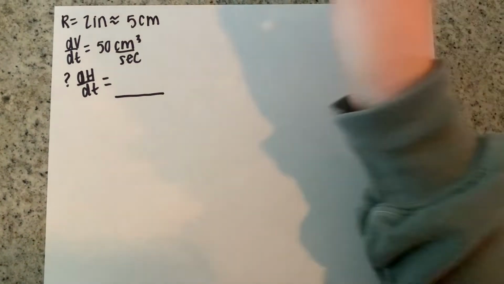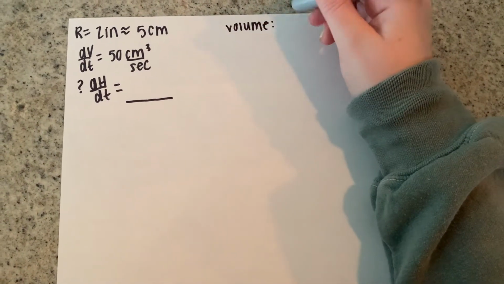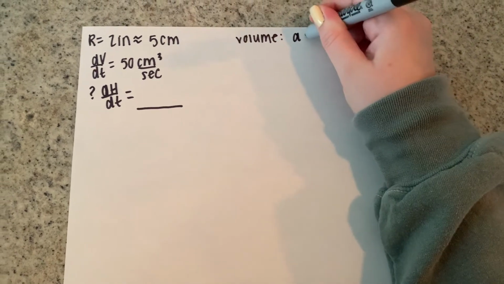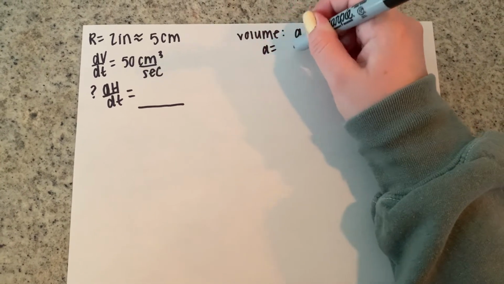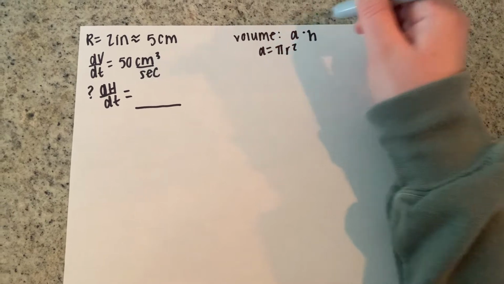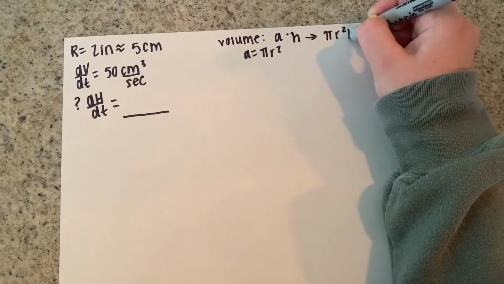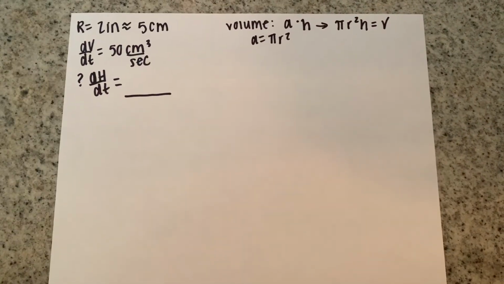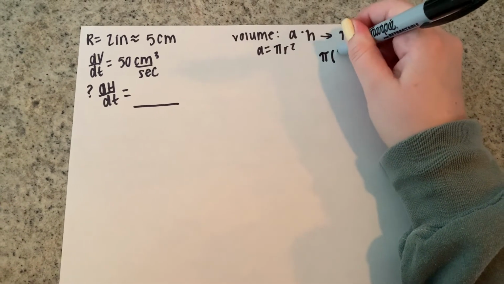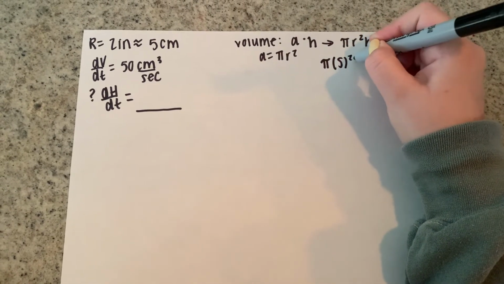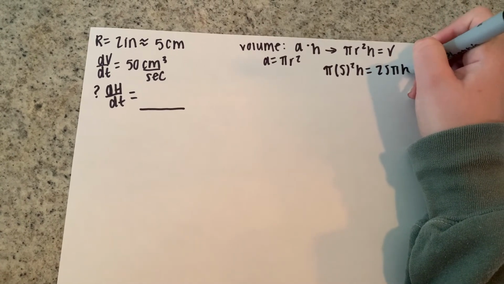A formula that we can use is the volume of a cylinder, which is essentially the area of the circle times the height. And the area of a circle is pi r squared. So when we plug that in, it's pi r squared h equals V. Now what do we already know? We already know the radius. So pi times 5 centimeters squared times h is essentially just going to be 25 pi h.